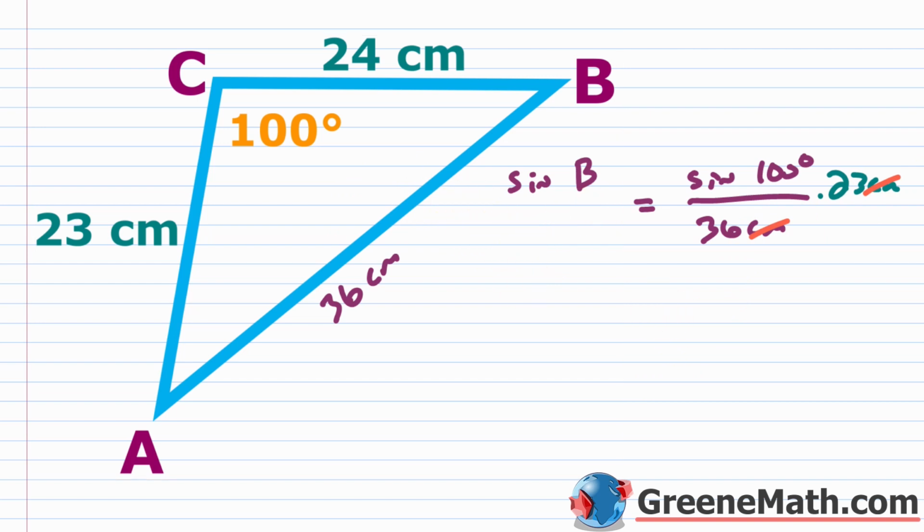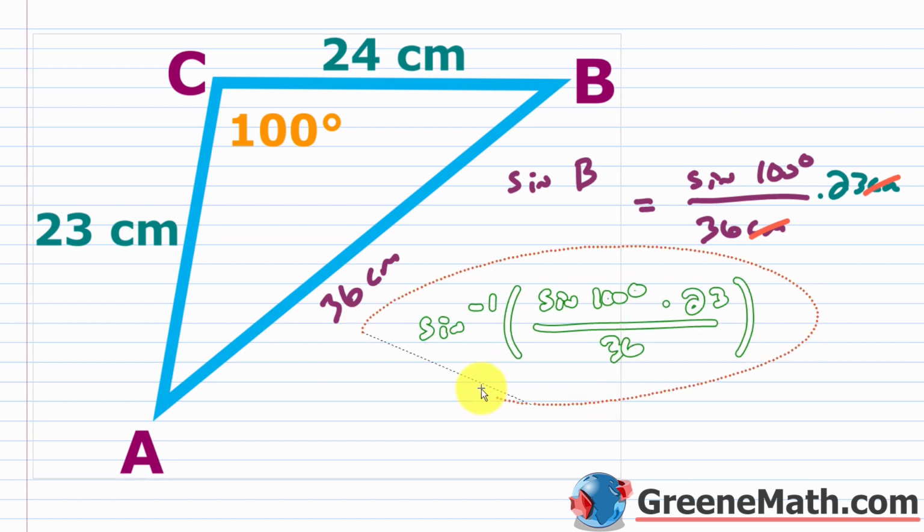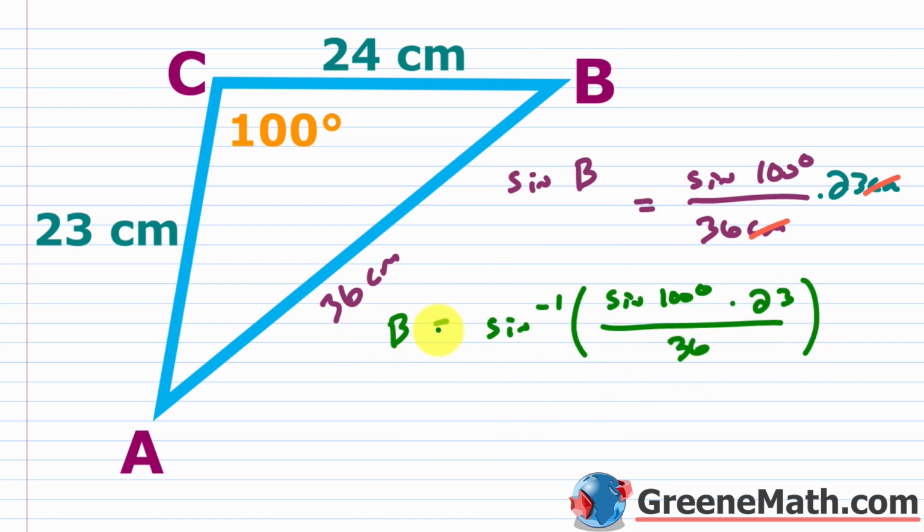And you can just speed this up by doing your inverse sine function. So we'll go inverse sine of this guy right here. So we'll have the sine of 100 degrees, then times 23, and then over 36. So this would give me an approximate measure for my angle B. So let's just say that B is equal to this, and let's just key this into the calculator. And I get about 39 degrees.